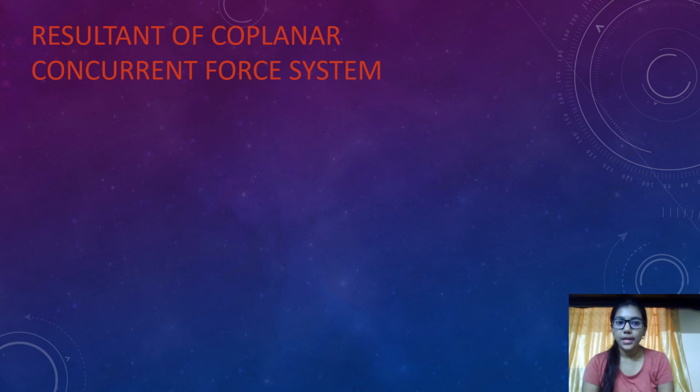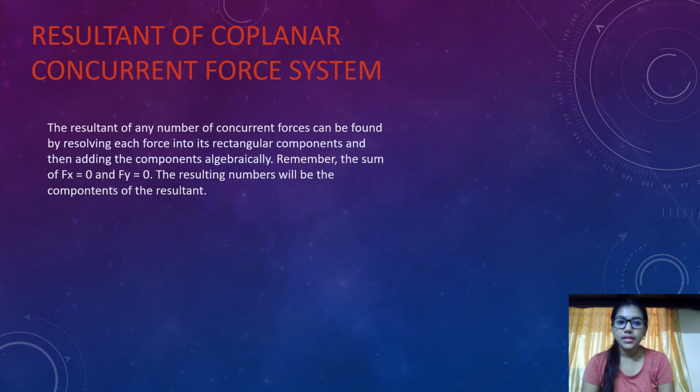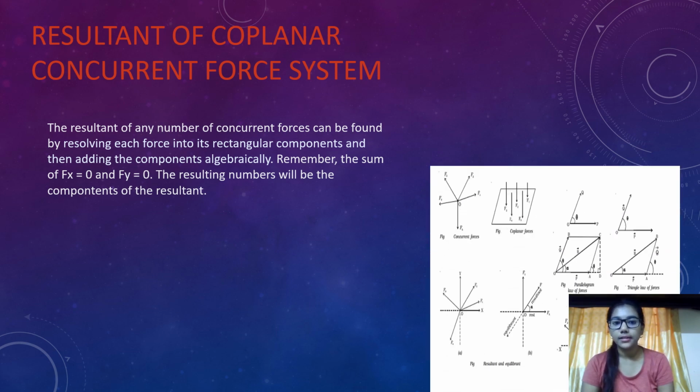Resultant of coplanar concurrent force system. The resultant of any number of concurrent forces can be found by resolving each force into its rectangular components and then adding the components algebraically. Remember, the sum of Fx is equal to 0 and Fy is equal to 0. The resulting numbers will be the components of the resultant.